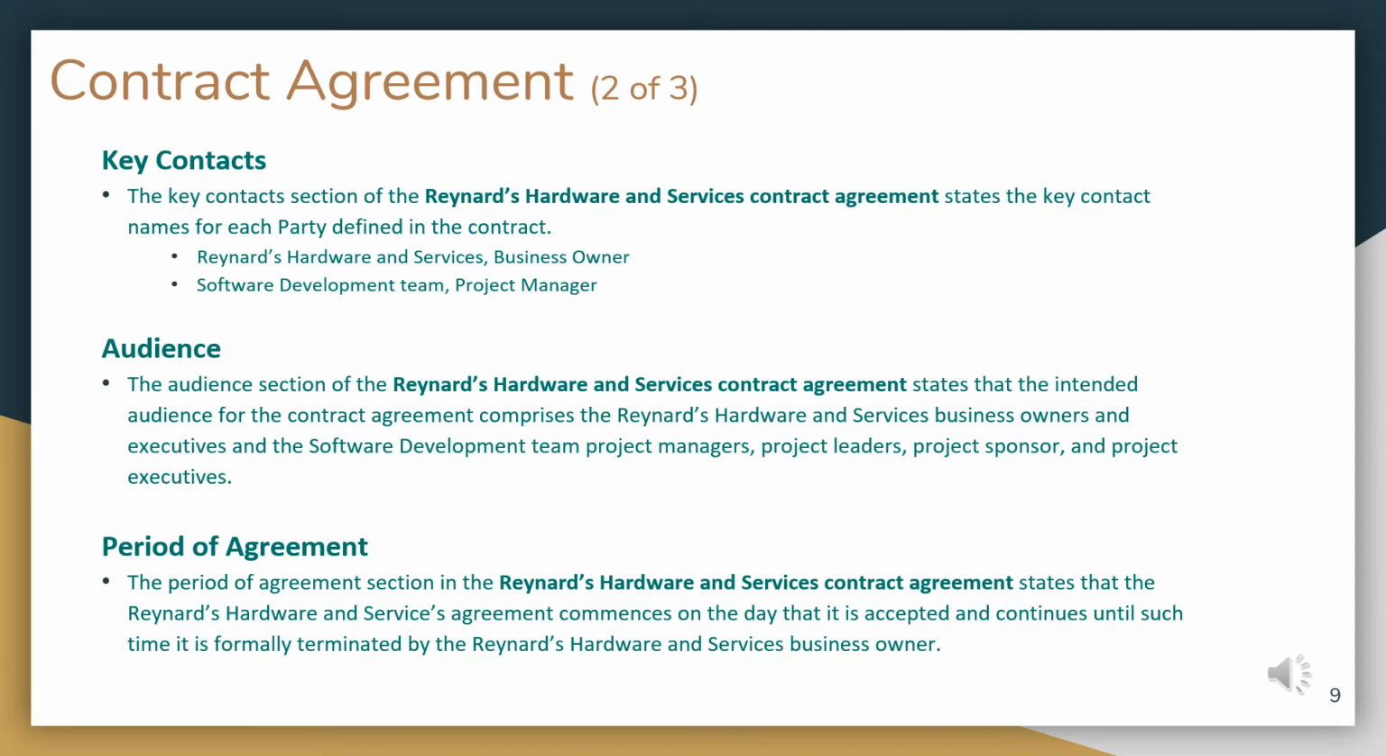The next section is the key contacts section. This section states the key contact names for each party defined in the contract. The audience section states that the intended audience for the contract agreement comprises the Reynard's Hardware and Services business owners and executives and the software development team project managers, project leaders, project sponsors, and project executives.